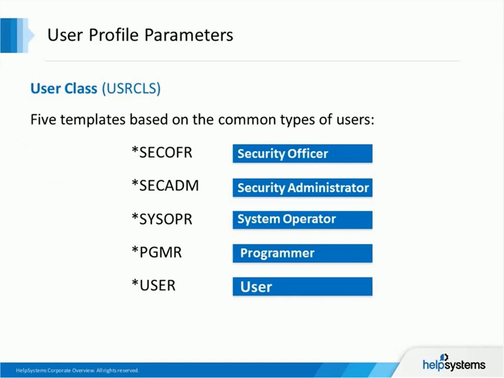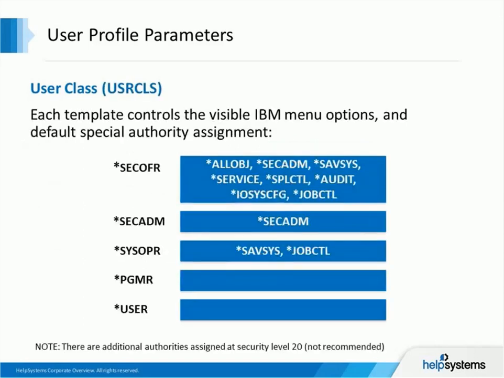Now, the user class itself doesn't mean a whole lot. It's more about the special authorities that are granted that gets carried with that, okay? So as a security officer, what makes me a security officer? Well, the fact that that template automatically gives me, by default, all 8 special authorities, and a user gets none, all right? That does not mean that I can't manually manipulate that list. I can take all the special authorities away from a security officer, and they're operating more like a user, and probably more importantly, vice versa.